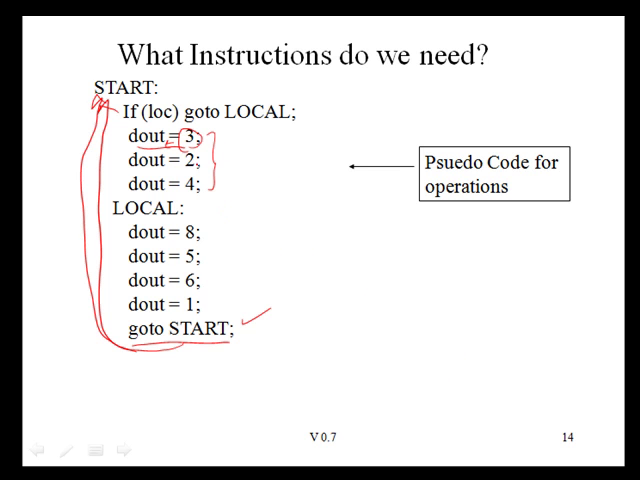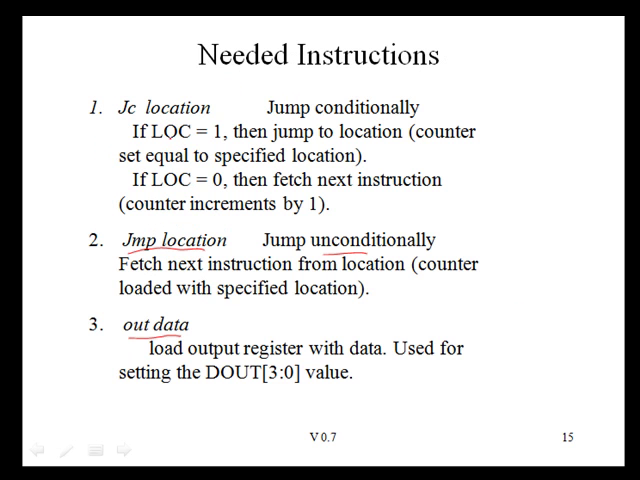The third type of instruction that's actually in this program is a conditional jump. This conditional jump, if loc is a 1, we will go to this label. However, if loc is a 0, we will not go to that label, and we'll simply execute the next instruction that follows. So this is going to be called a jump conditionally, based upon the value of the loc input.